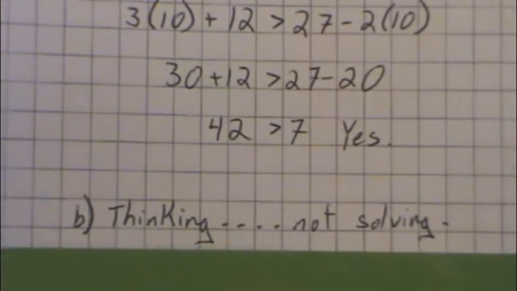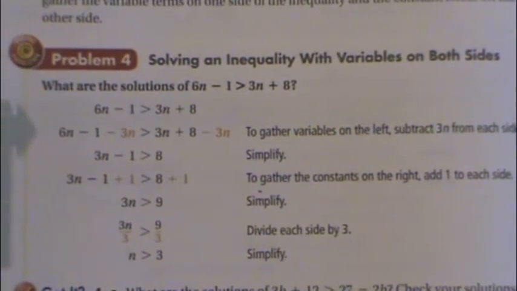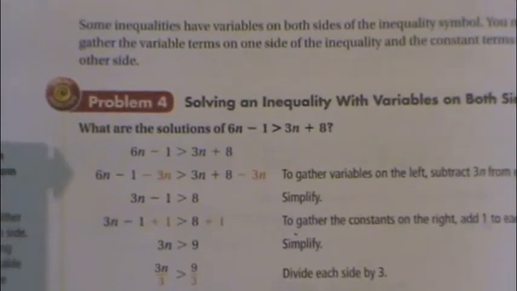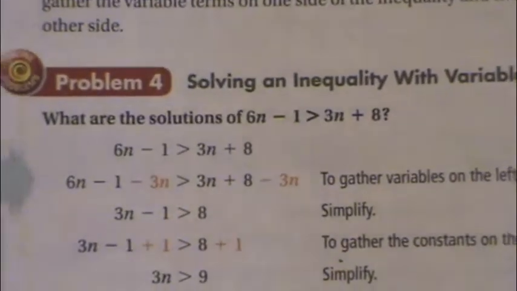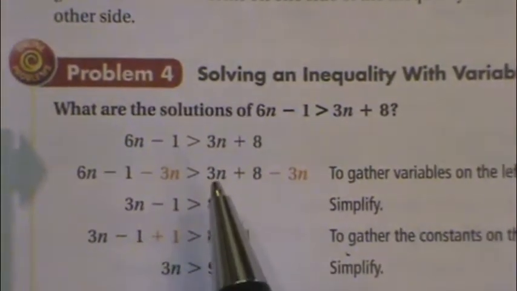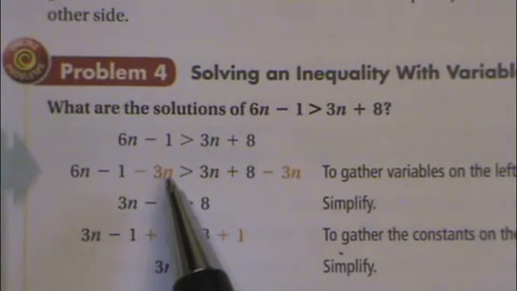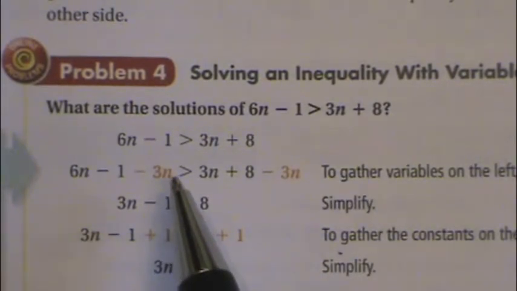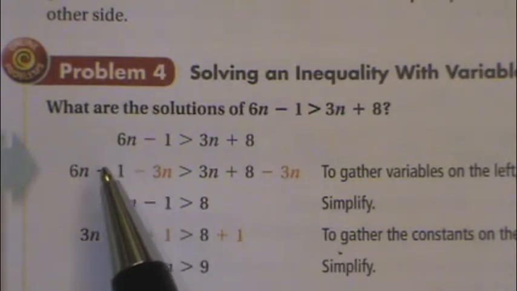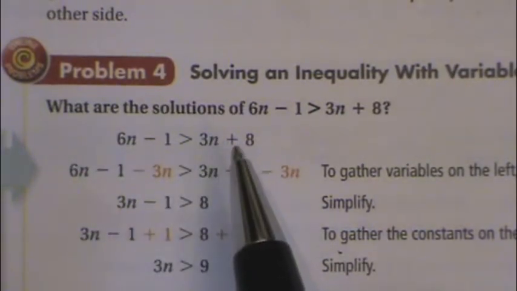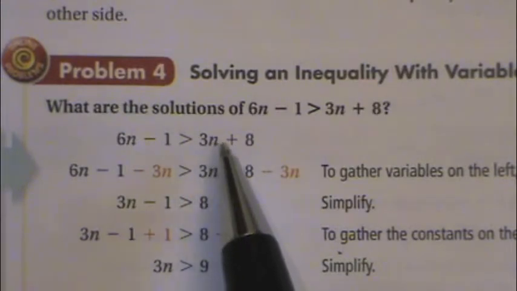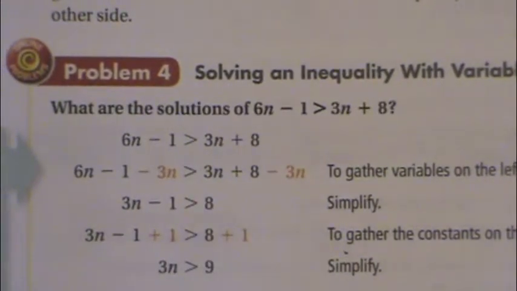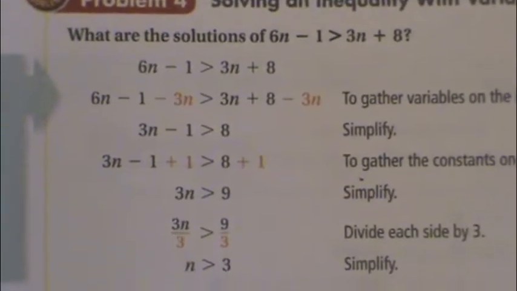What they're asking you about, let's go back to the book, is this problem that they did in the book. They chose to subtract 3n from both sides first. Would it have worked the same if they had subtracted 6n from each side instead and combined them over here? You can test it out if you would like to. I'm going to go ahead and say yes, it would have been the same.